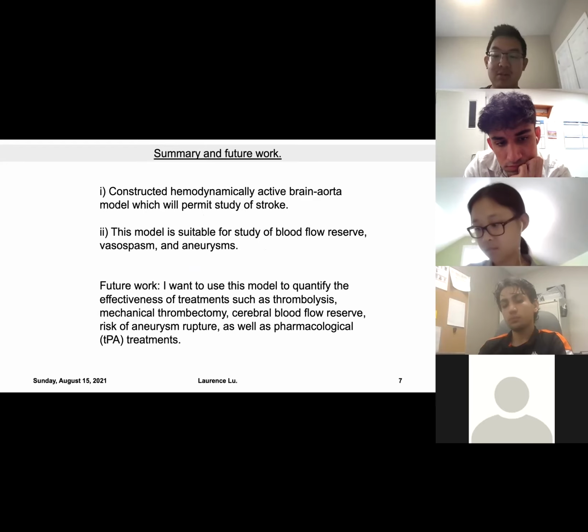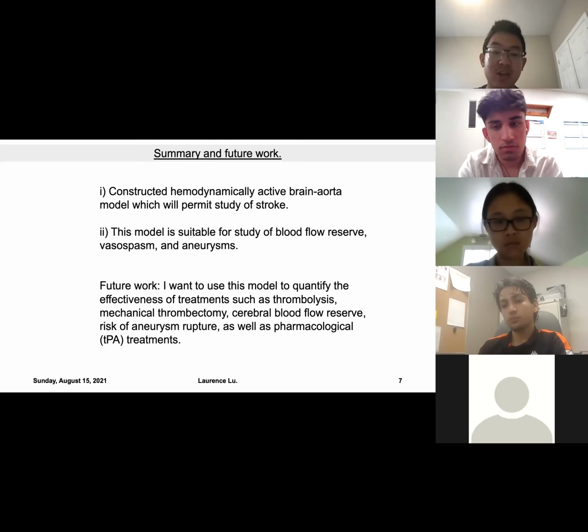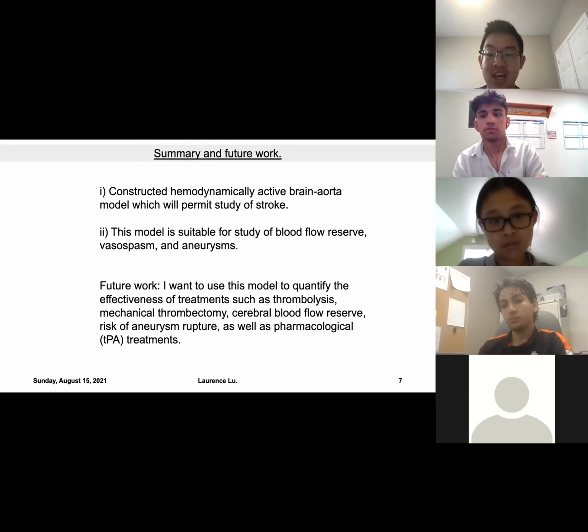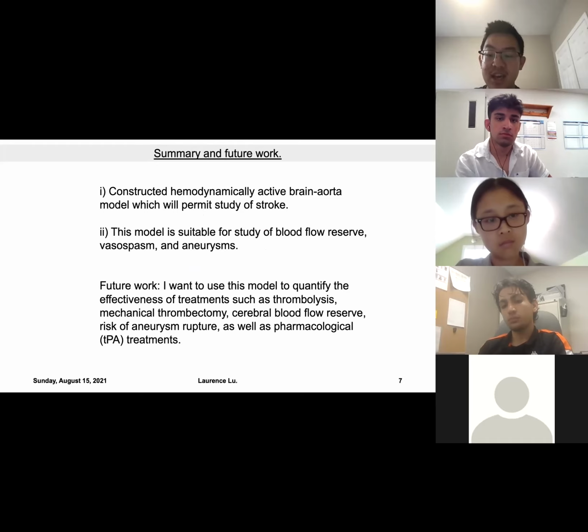So overall, we were able to construct a hemodynamically active solid model of the aorta brain complex. And using this model, we can better study strokes, and it is also capable of the study of blood flow reserve, vasospasms, aneurysms in humans, and possibly can be used for animals such as rats.